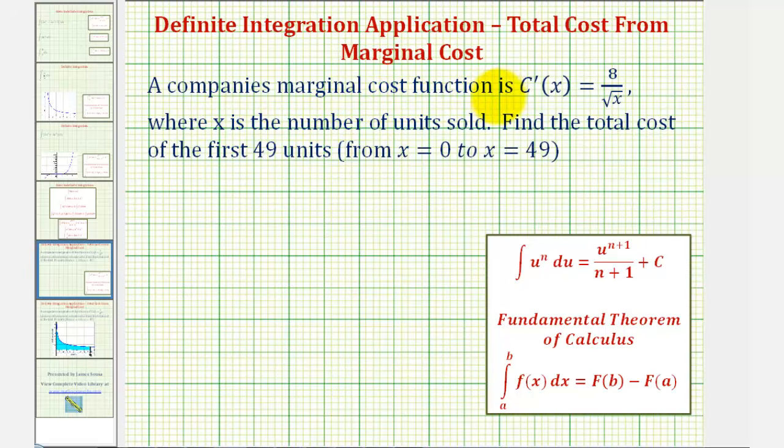A company's marginal cost function is c prime of x equals 8 divided by the square root of x, where x is the number of units sold. Find the total cost of the first 49 units, from x equals 0 to x equals 49.